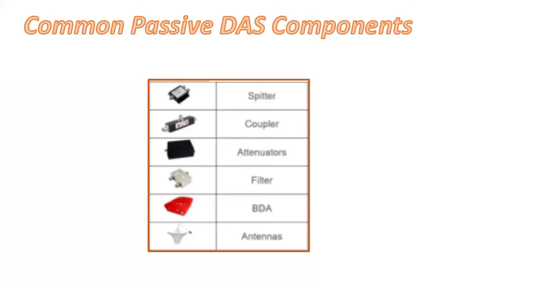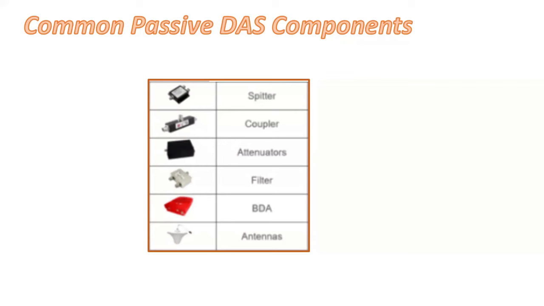So for example, first one is splitter. It divides the power equally to two or more outputs. Then we have coupler. A coupler divides the power from one input to two outputs with unequal losses. Then we have attenuators. These attenuate the signal by the value of the attenuator.